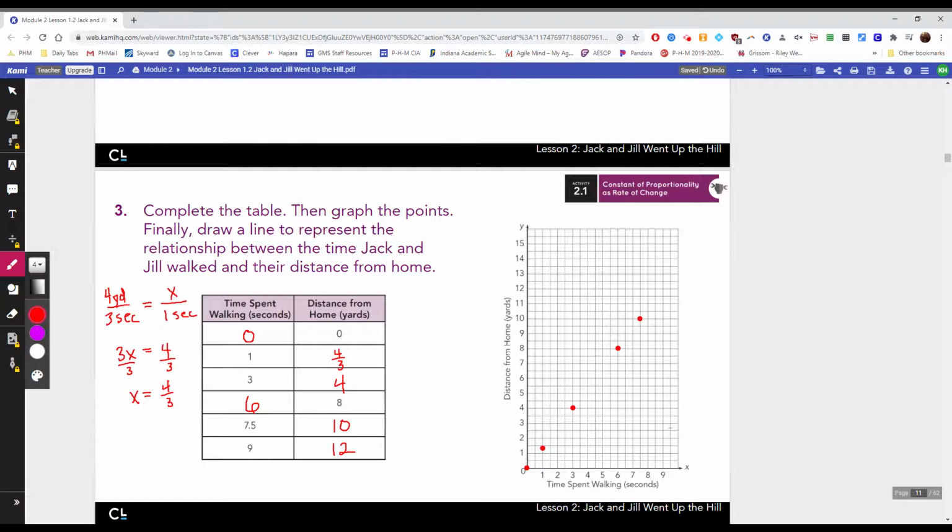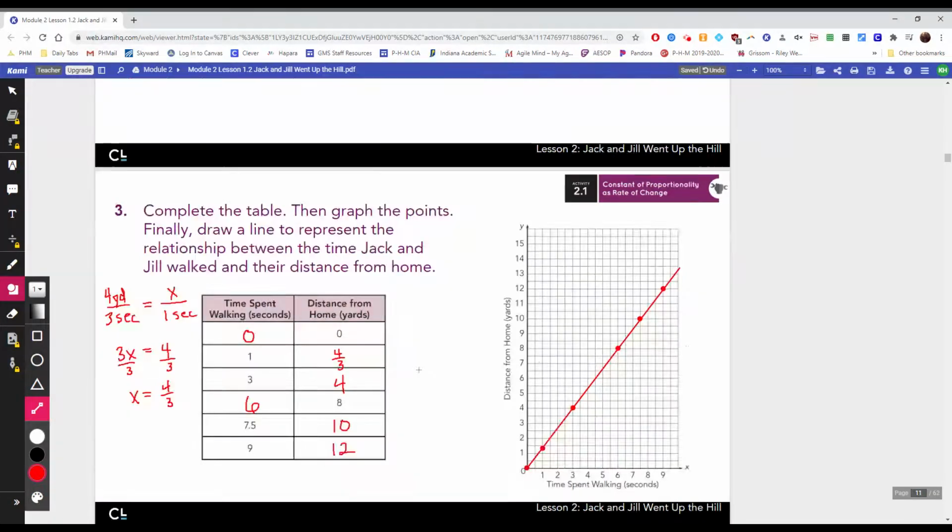Right there. And then 9 seconds and 12 yards. So I'm up on this vertical line all the way to 12. Right there. And then it also says draw a line to represent the relationship. So those are just 1, 2, 3, that's 6 different specific examples. When we draw this line through it, this represents all the possible examples, all the possibilities of distance and time that are in the same ratio as they are walking.